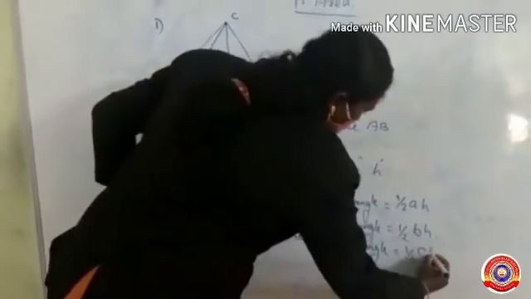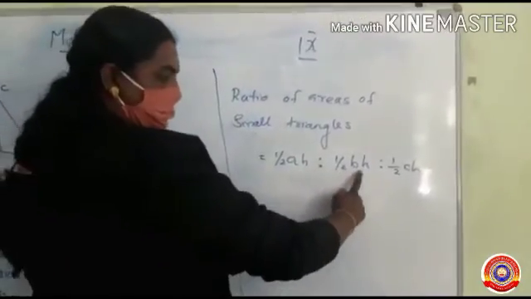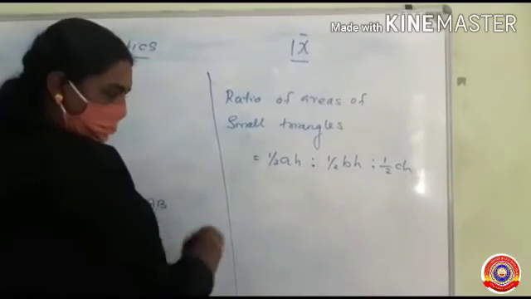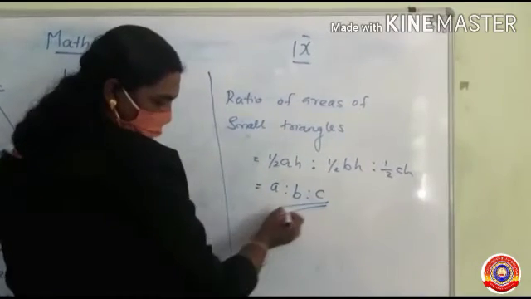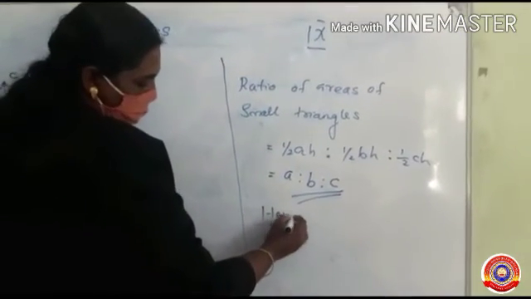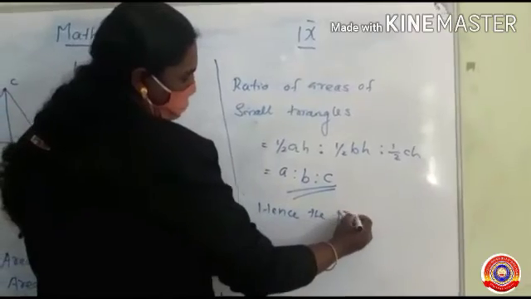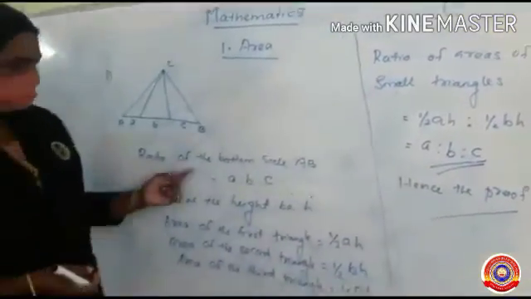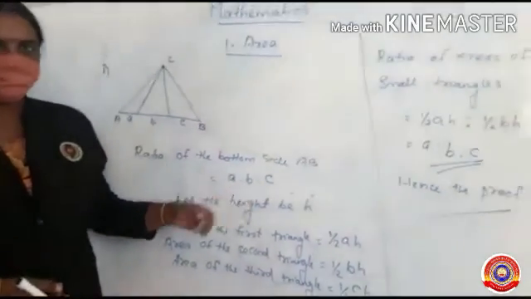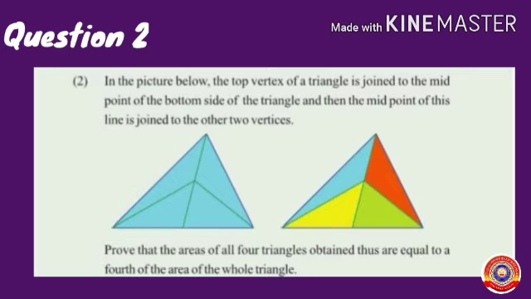Next, we have to consider the ratio of their areas. The ratio of their areas equals half AH is to half BH is to half CH. Half H is common everywhere, so we can cancel it. So we get A is to B is to C. From this, we can understand that the ratio of the bottom side and the ratio of the areas of all three small triangles are equal. Hence the proof.